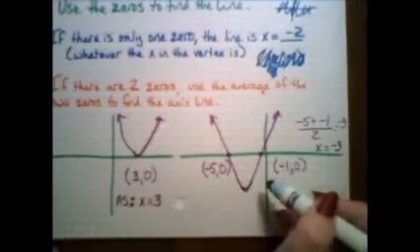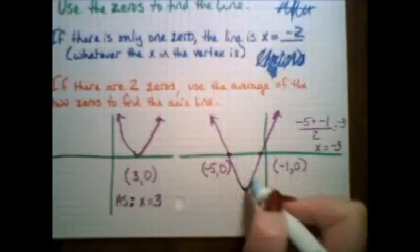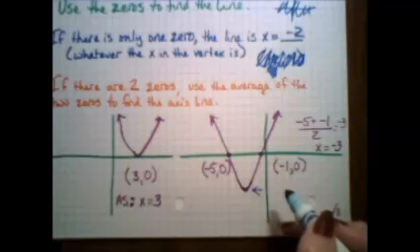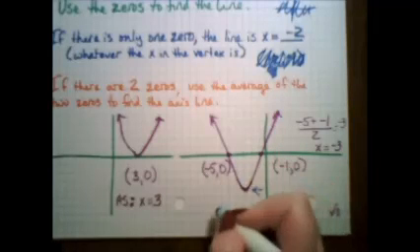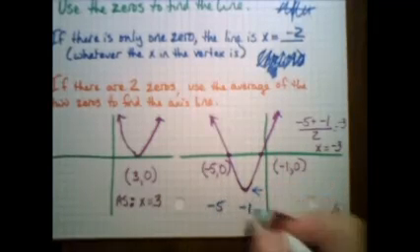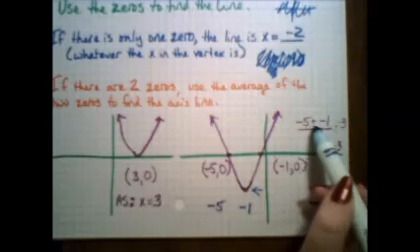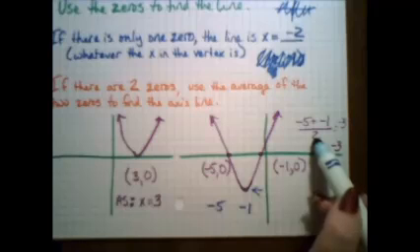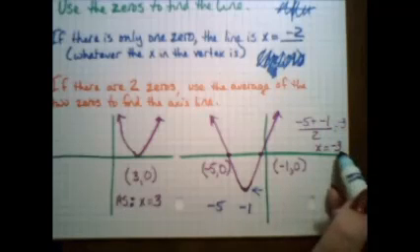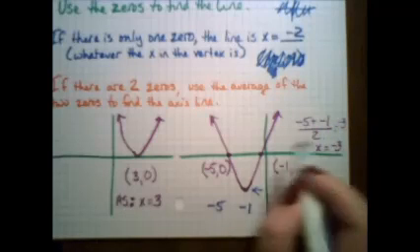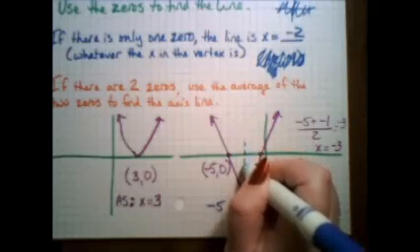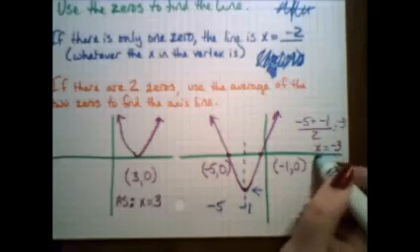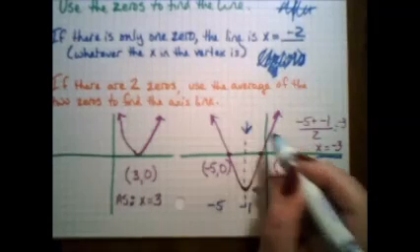This parabola has 2 zeros, and we don't know what this point is, but we do know that the 2 zeros are -5 and -1. So we're going to find the average of -5 and -1 by adding them together and dividing by 2. -6 divided by 2 is -3. So -3 is our axis of symmetry, and x equals -3 is that line.